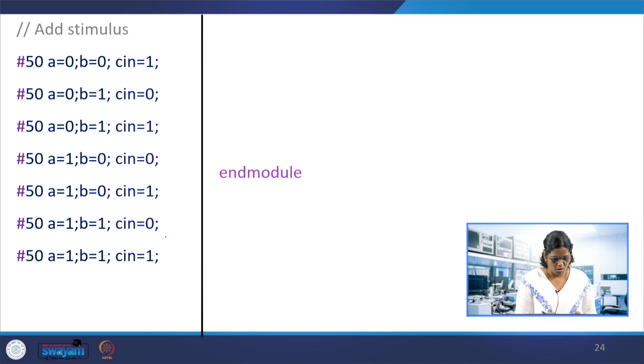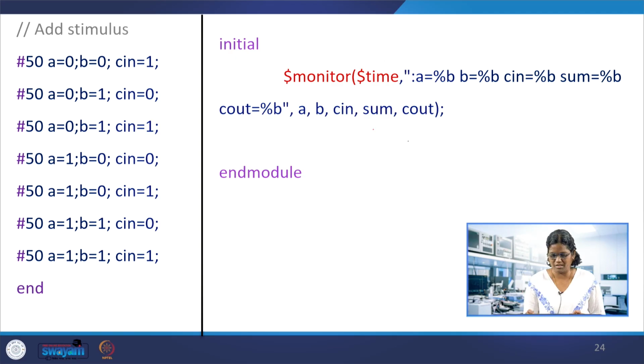This is the stimulus combination. This combination can be generated instead of writing all the combinations one by one. We can use the for loop also to generate all combinations of inputs. We will see them in the coming classes. This is the end, and $monitor is used for monitoring the time. Okay, so A, B, C in are the inputs, and sum and C out are the outputs.